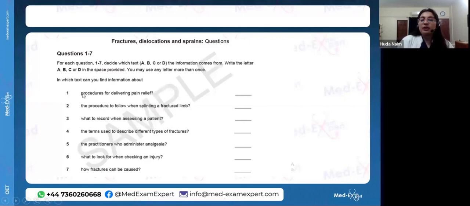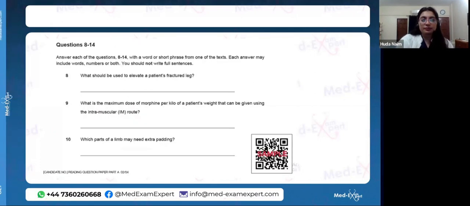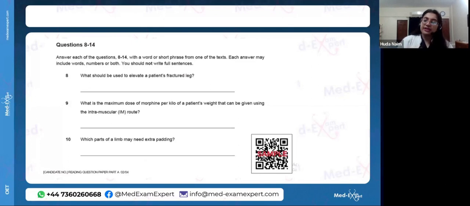For example, the procedures for delivering pain relief. In which text was it mentioned? Was it in text A, B, C, or D? So you just have to name the text that had the answer. No details, just the name of the text. And then for questions 8 to 20, you just have to answer in the form of 1 word or a short phrase. No complete sentences, just 1 word or a short phrase. And that's all about reading part A.